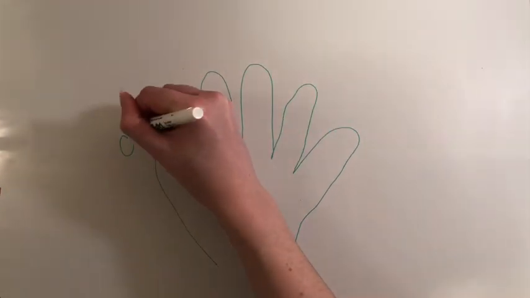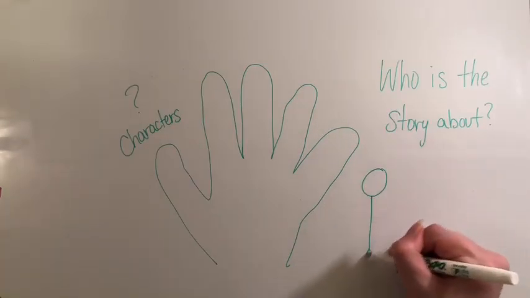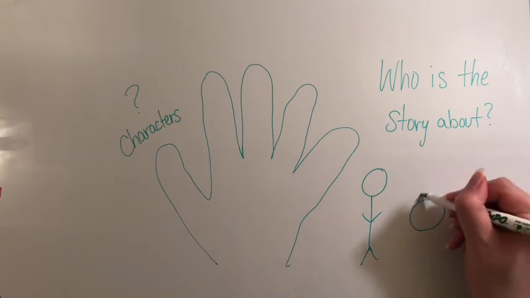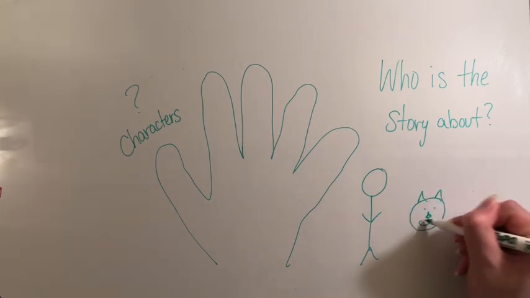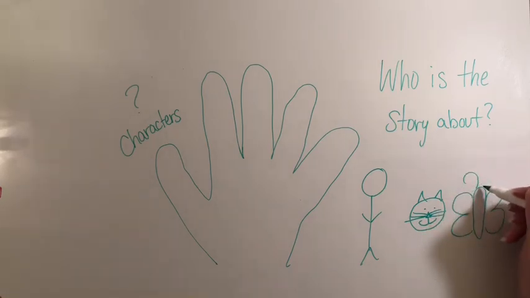So our first finger is our characters. What is a character? A character is who our story is about. The character could be a person, an animal, or a creature, and a story can have just one character, or it can have many characters.